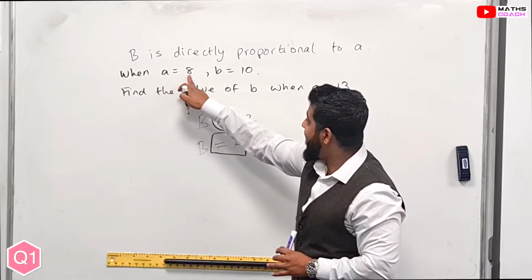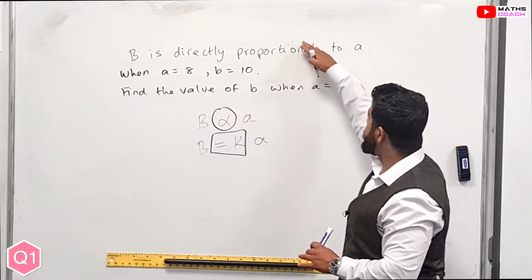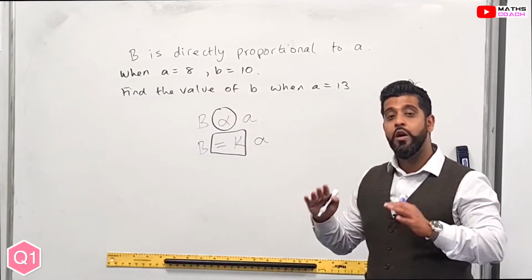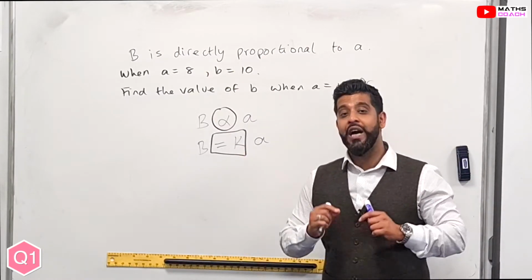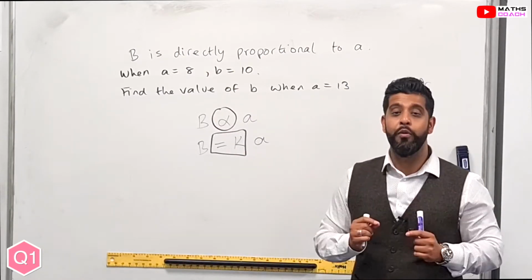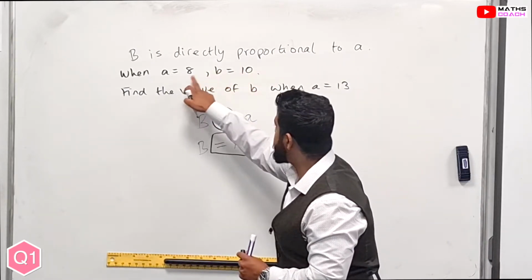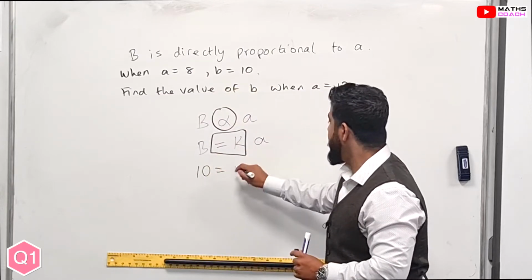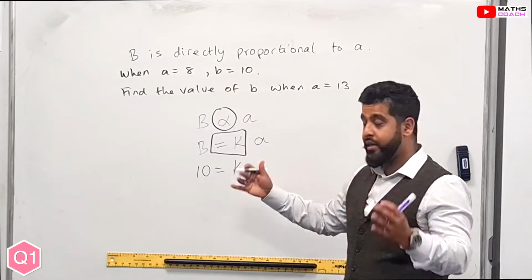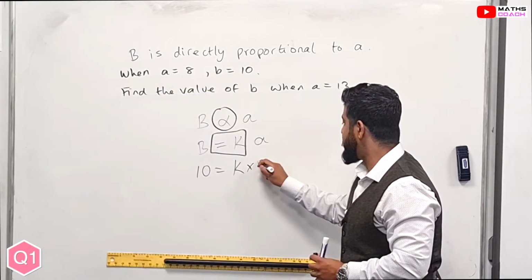It says when A is equal to 8, B is equal to 10. So we are going to ignore the last part for now. Using the first two sentences, we will make an equation and find the value of K, which is our constant of proportionality. All right, so how do we do that? Well, simply we just sub those values in. So B is equal to 10 here. So we say 10 is equal to K, which we don't know, we're going to find this, and we do know A is equal to 8, so K times 8.